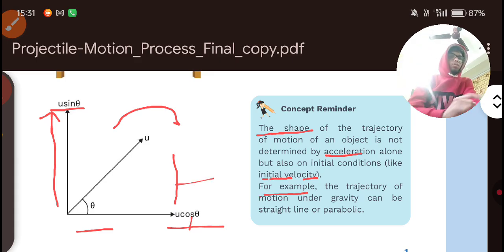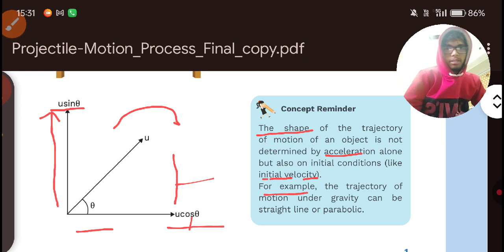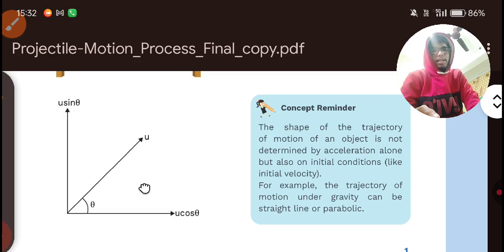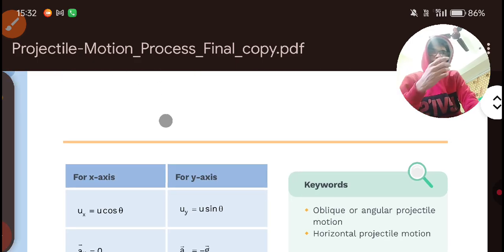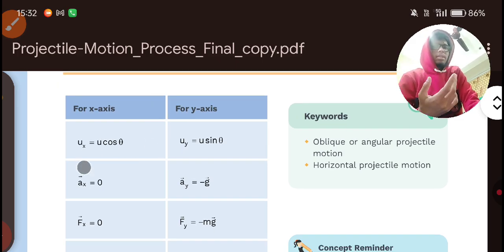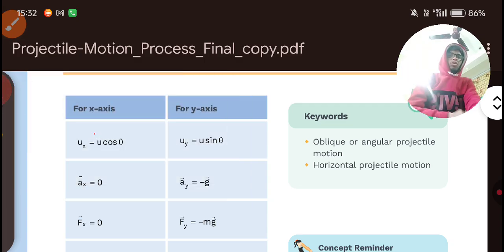It will be curved, not straight. The parabolic will be curved, not straight, but straight means straight. Straight can be vertical, it can be horizontal. I hope you are understanding. There are some points, I would say, some points. Look over here.